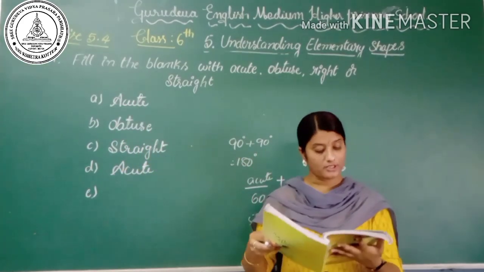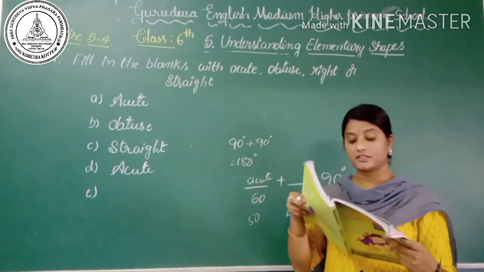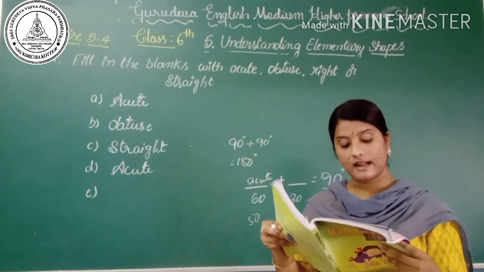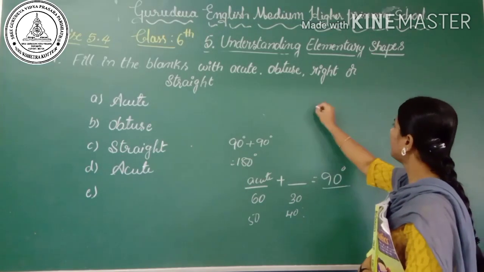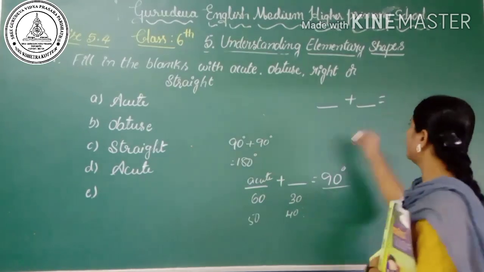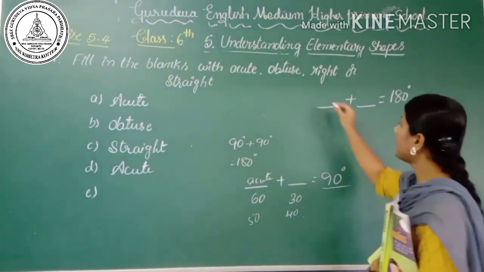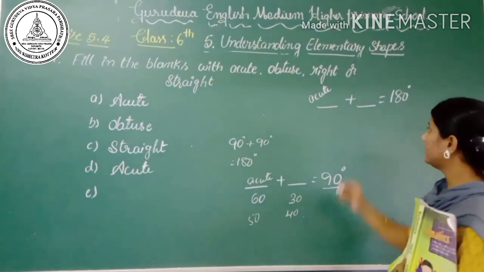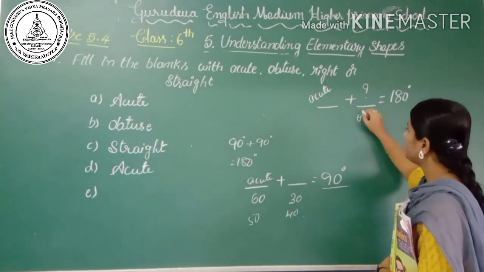Then the fifth question is, when the sum of the measures of two angles is that of a straight angle and if one of them is acute, the other should be dash. You see here, the sum of the two angles is a straight angle, which means 180 degrees. In that, one of the angles is an acute angle, and what would be the other angle? Yes, it's obviously the obtuse angle.